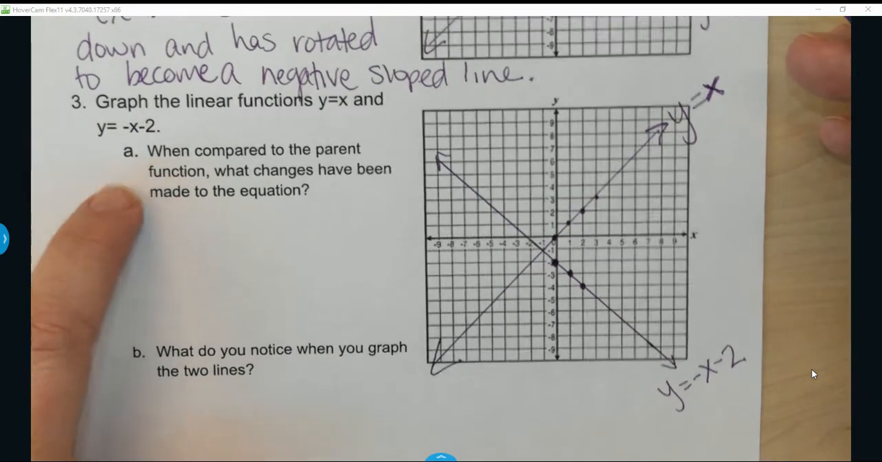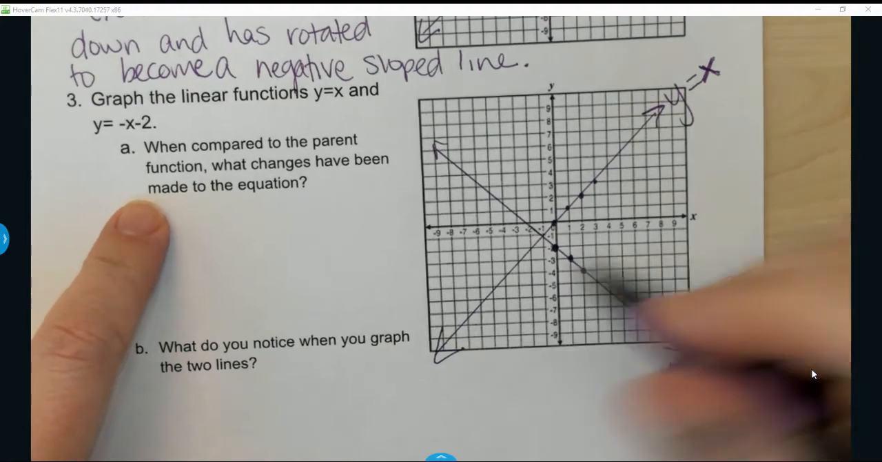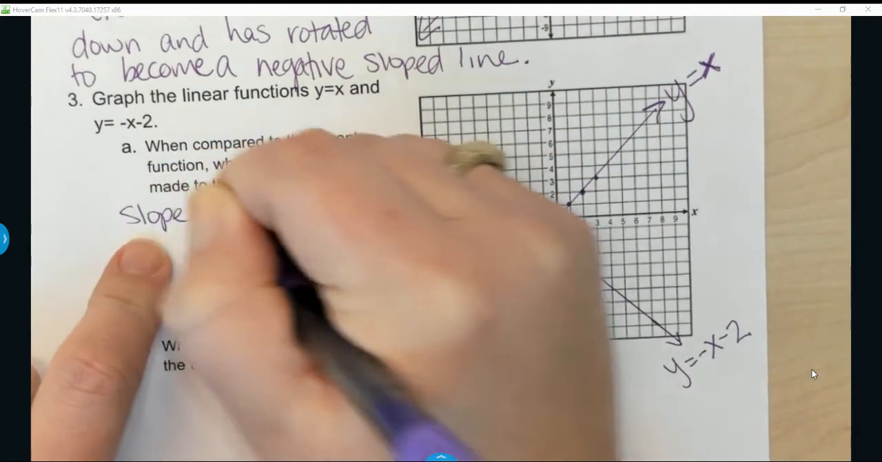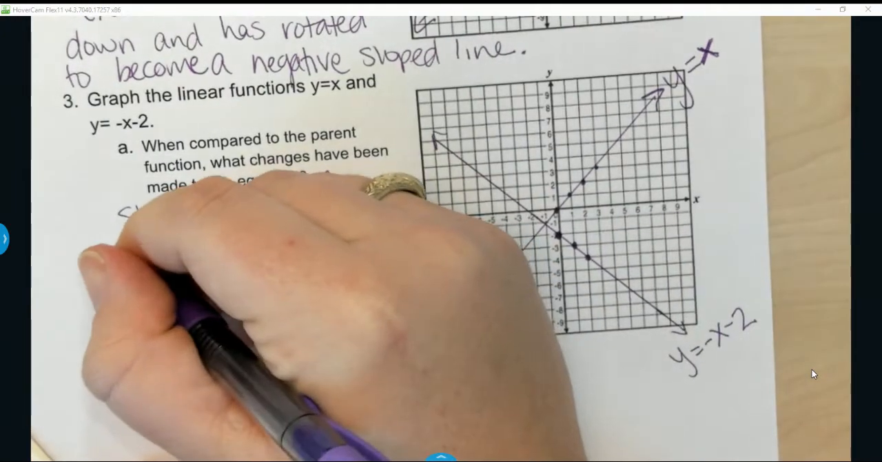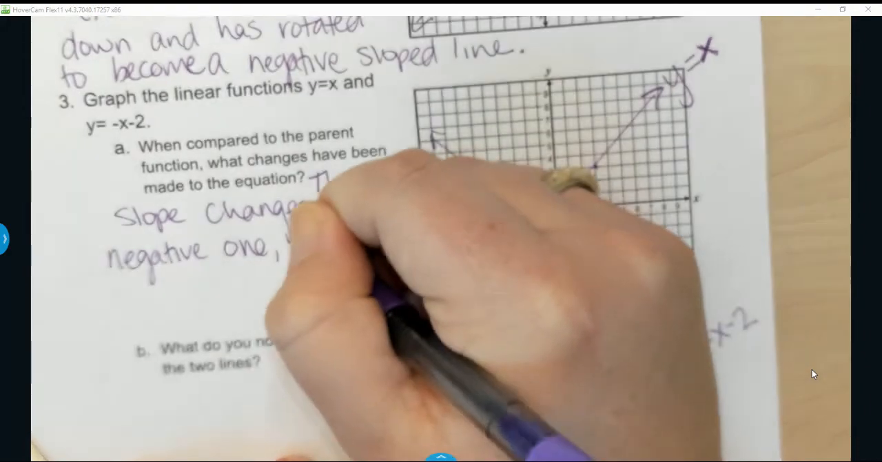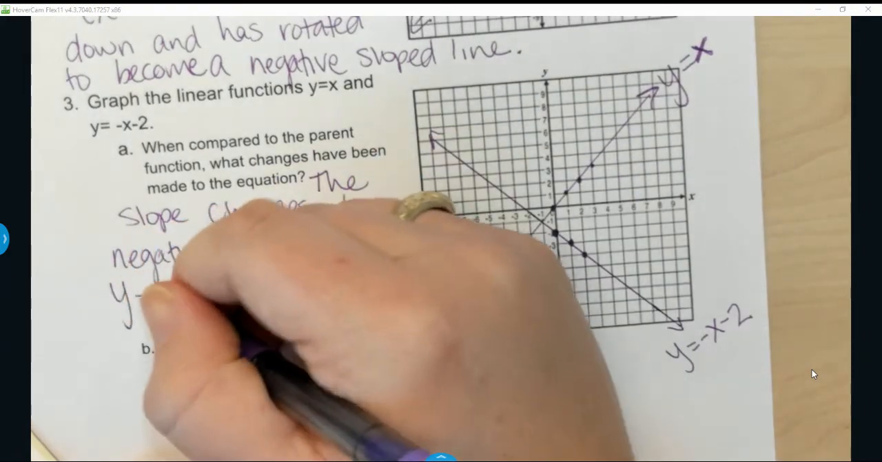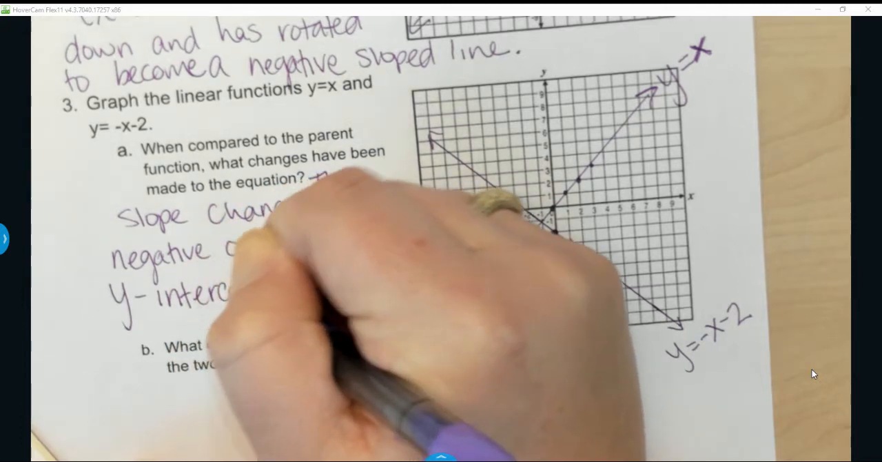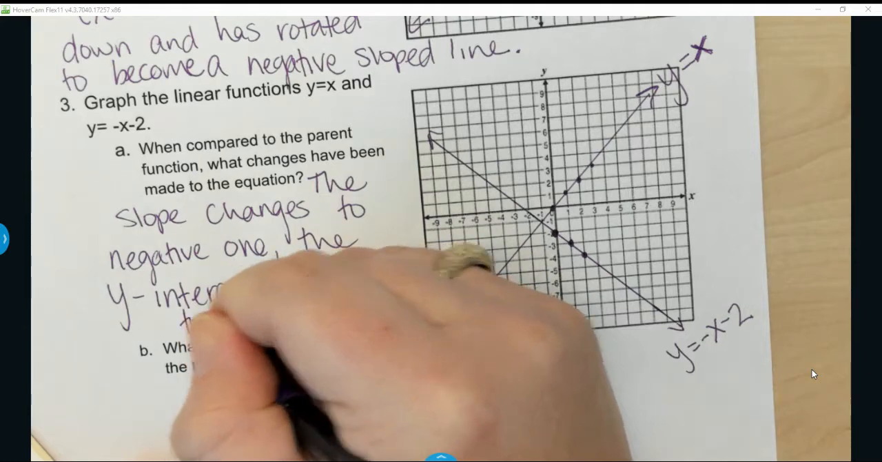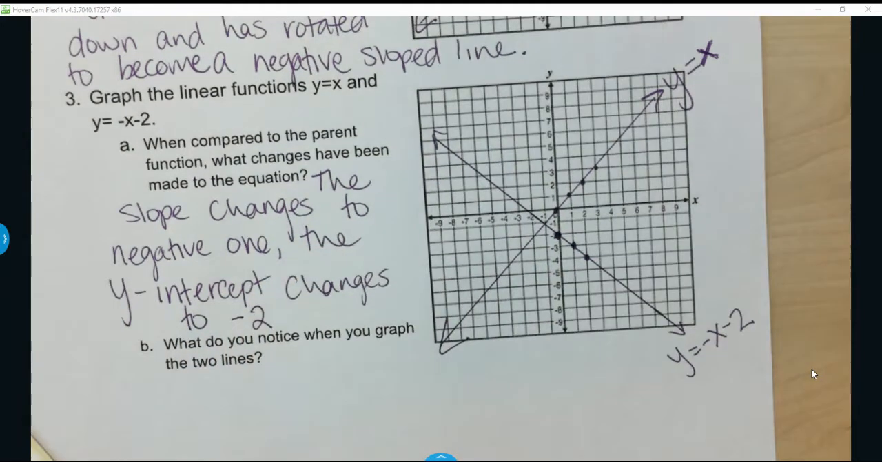When compared to the parent function, what changes have been made to the equation? The slope changes to negative 1. The y-intercept changes to negative 2.